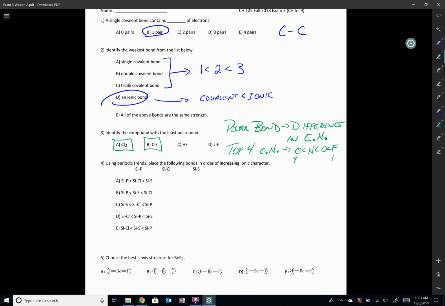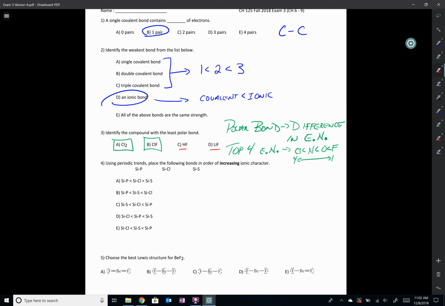The bigger the difference in electronegativity, the more polar a bond is going to be. So the closer in electronegativity, the less polar a bond is going to be. So chlorine bound to fluorine is going to be a polar bond, but it's not going to be nearly as polar as when fluorine is bound to hydrogen or fluorine is bound to lithium. So that's what I was looking for here. Which one of these has the least difference in electronegativity is probably a better way of asking this question.